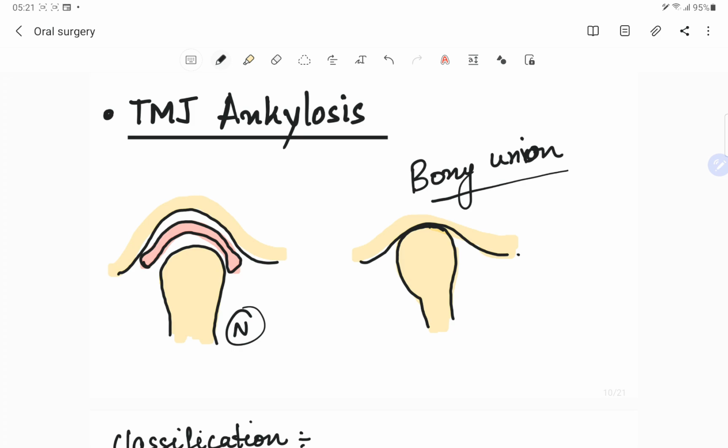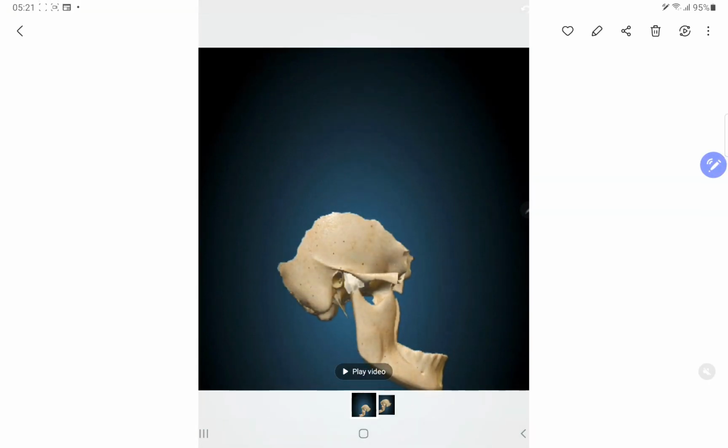Sometimes after a fracture, say a depressed zygomatic arch fracture, or in case of a dislocation of the condyle, or if there is hypertrophy of the coronoid process, or a tumor of the condyle or the coronoid process, in that case also there is a pseudoankylosis. So we will be studying all the ankylosis in today's video lecture.